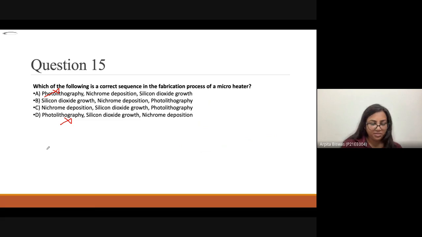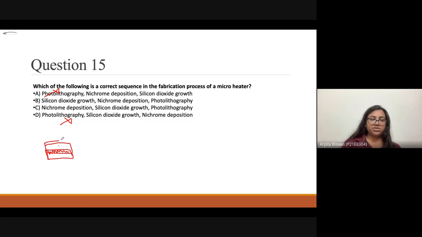We have also seen that there is a wafer, then silicon dioxide growth, then nichrome or nickel growth for the microheater. Why? Because if we try to deposit the metal directly on the silicon, it is not possible. That's why silicon dioxide is present in between the silicon and the metal. So there is silicon dioxide, then nichrome or nickel is deposited, and after that they go through the photolithography process. And what is the first process?